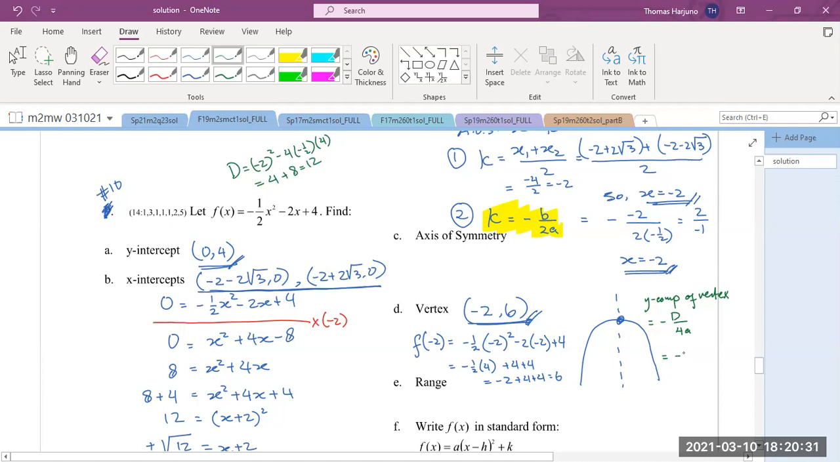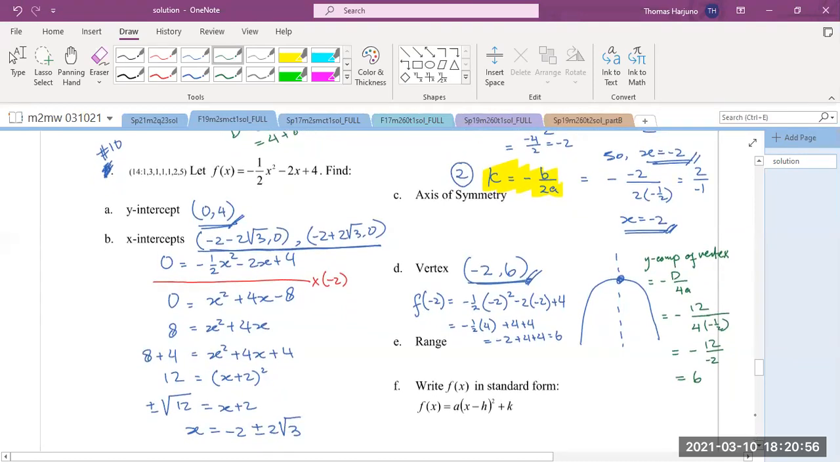Okay, now then this is negative 12 over 4a. So that's negative 12 over negative 2, that's positive 6. So that's another way to find the y component of the vertex. Okay, now once we have the vertex, what is the range? Because the leading coefficient is negative 1/2, the graph is upside down, so the range will have a maximum. The range will be from negative infinity up to the y component of the vertex.